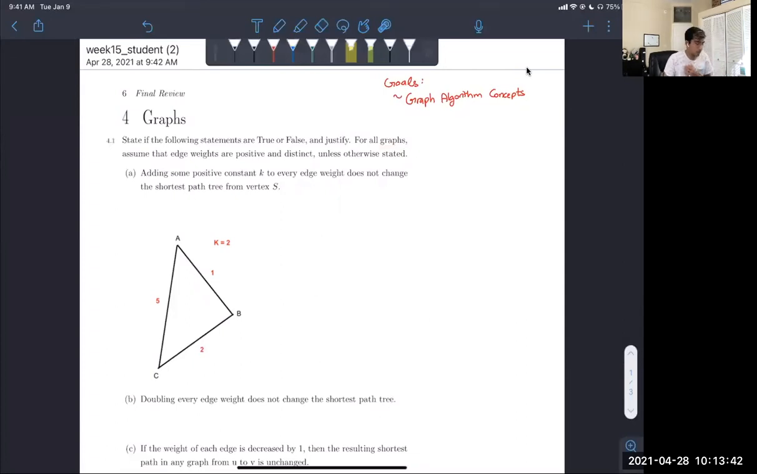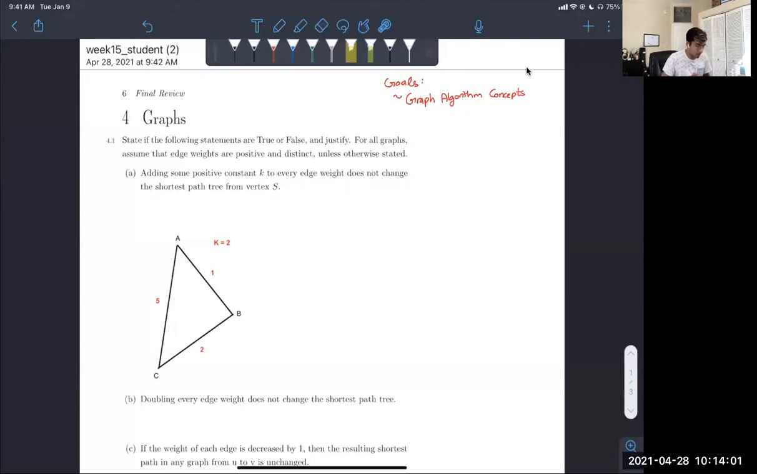So the goal of this question is to really understand graph algorithm concepts and go over some manipulations which allow us to solidify our understanding of them. So this is a really important question, and often a lot of exam questions show up that are similar to these. So part A, adding some positive constant k to every edge weight does not change the shortest path tree from vertex S.